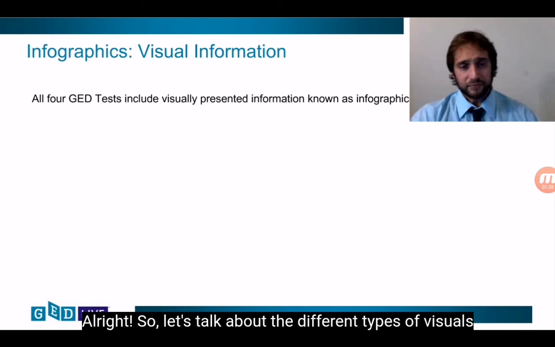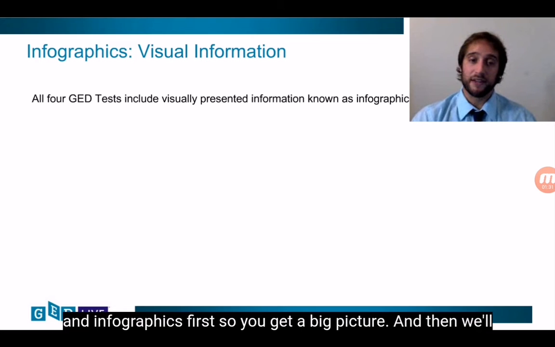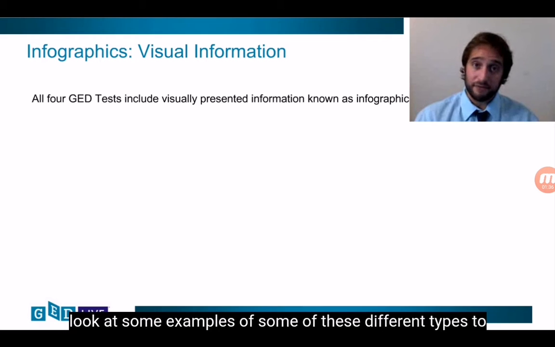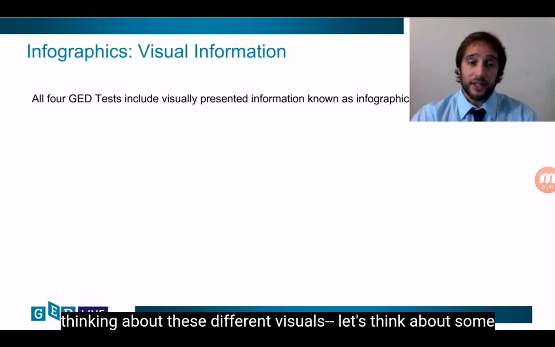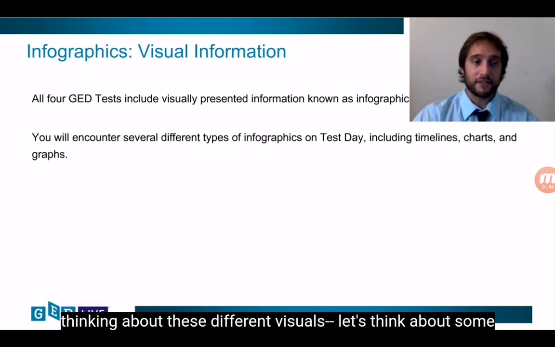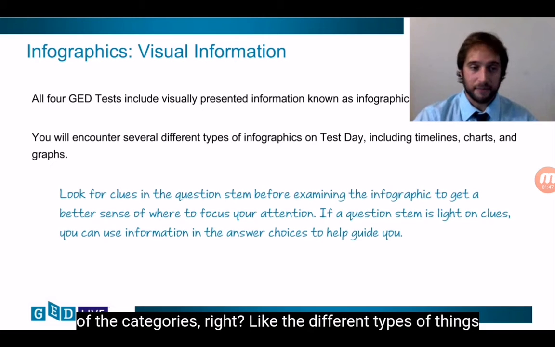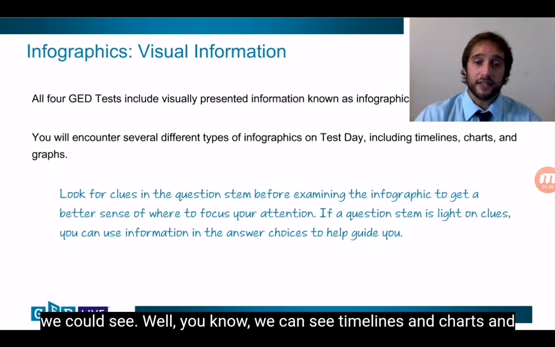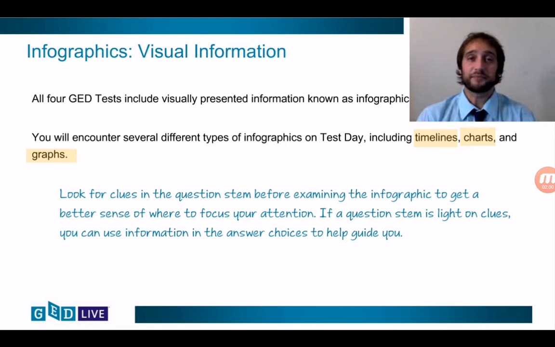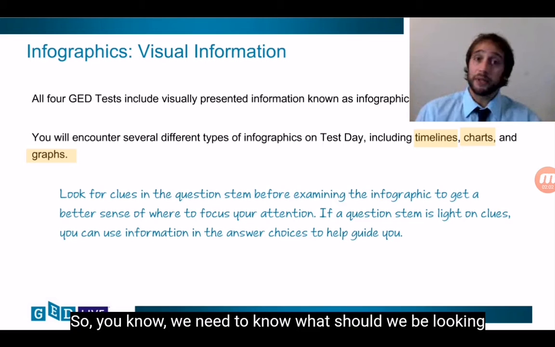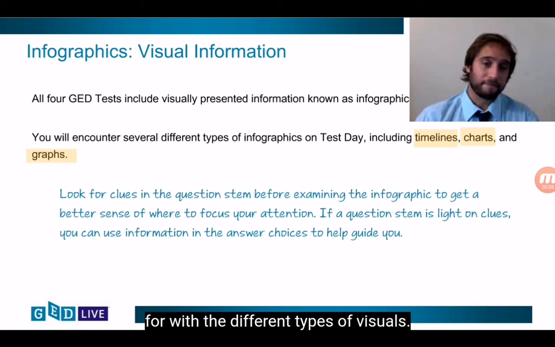Let's talk about the different types of visuals and infographics first, so you get a big picture. And then we'll look at some examples of some of these different types to learn how to practice with them on our own. When we're thinking about these different visuals, let's think about some of the categories, like the different types of things we could see. Well, we could see timelines and charts and graphs, right? We could see political cartoons, all kinds of different things. There's a wide variety here. So we need to know what we should be looking for with the different types of visuals.